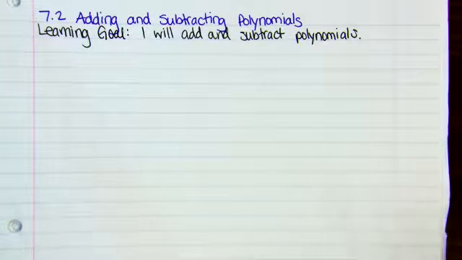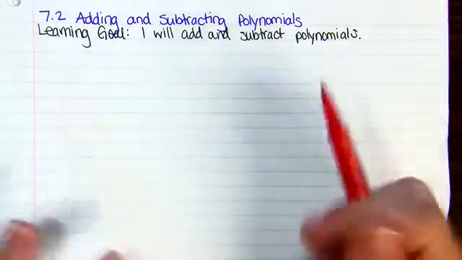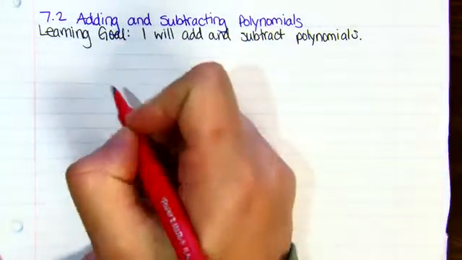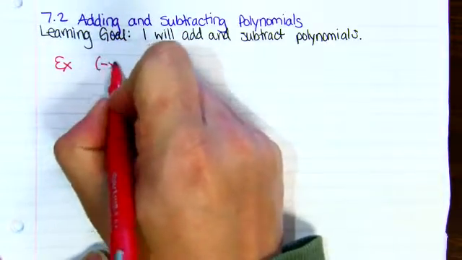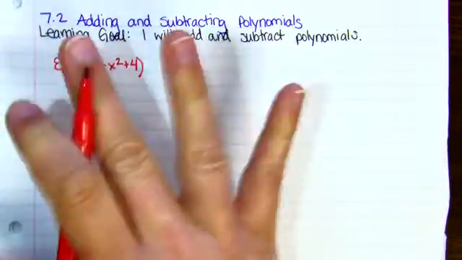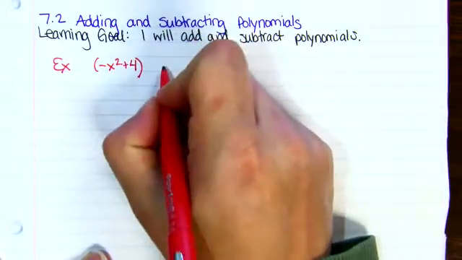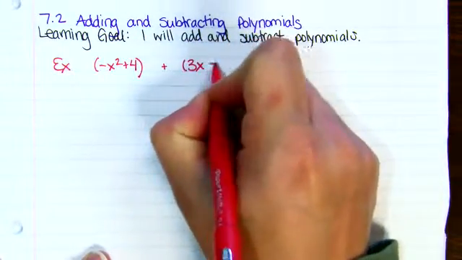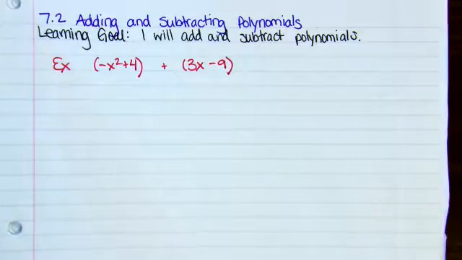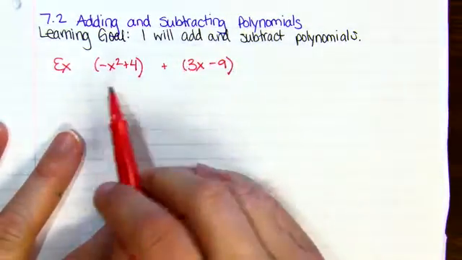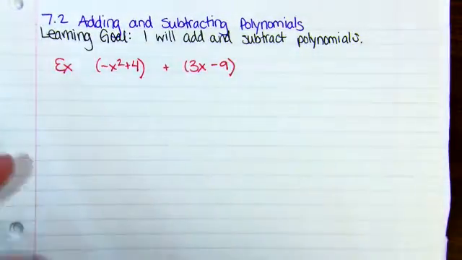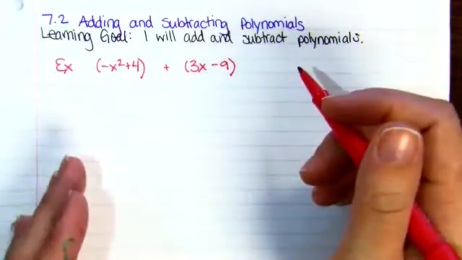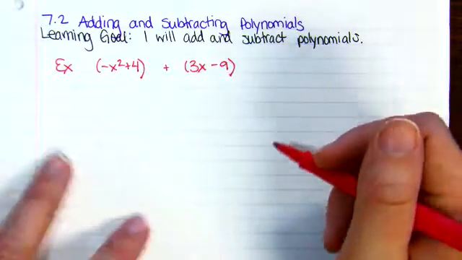So to start off with, let's look at adding polynomials. So let's start with this example. Negative x squared plus 4, that's one of our polynomials, and I want to add that to 3x minus 9. So when I do this, I can add it vertically, or I can add it horizontally. I know that people tend to like adding things vertically. It can just be a little bit easier to see visually.